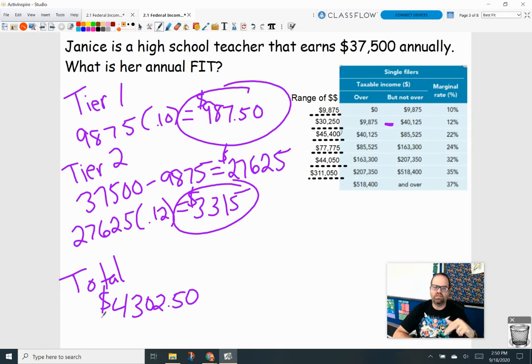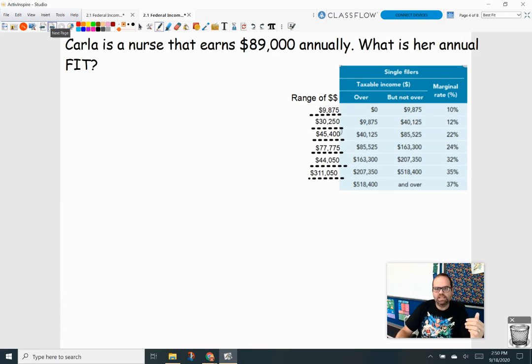The more brackets your salary is spread across, the more calculations you're going to have to do. But there's a lot of overlap too. When we do our next problem, I know Tier 1, I'm done with it, $987.50. Our same nurse from yesterday, Carla, she's a nurse, $89,000 a year. So she is in Tier 4. I'm going to calculate each and every tax at each and every tier.